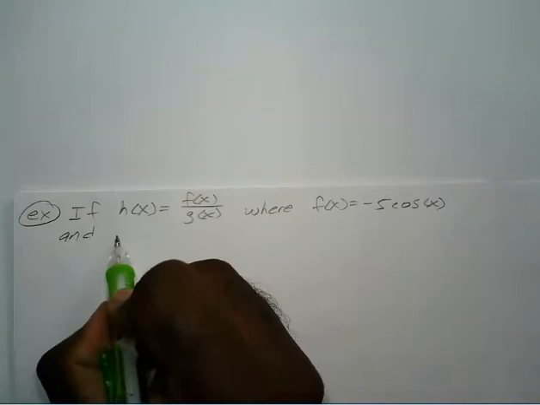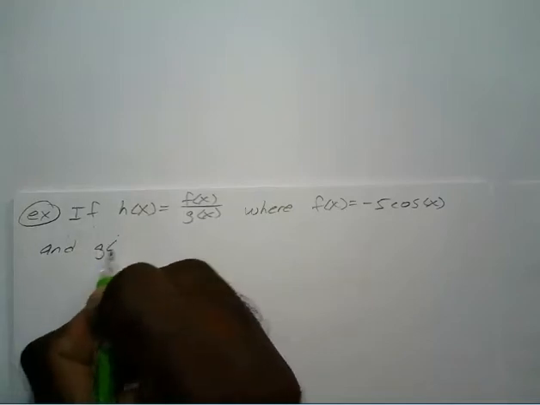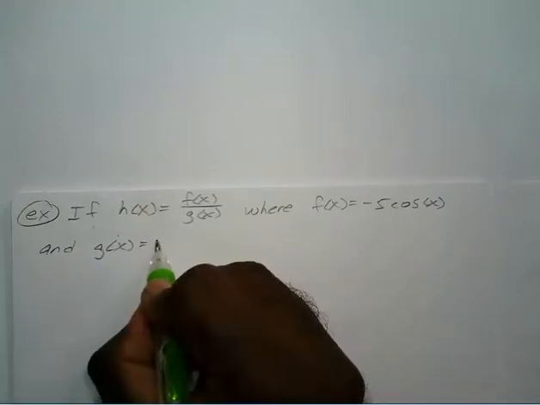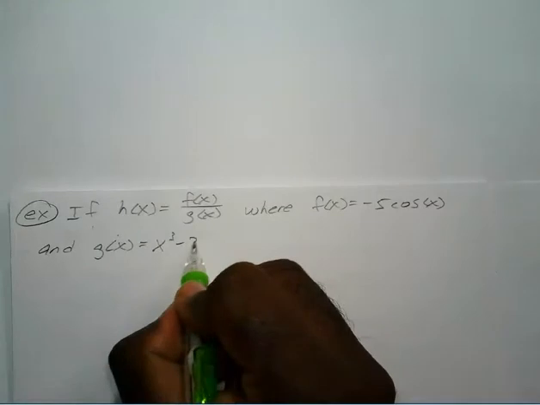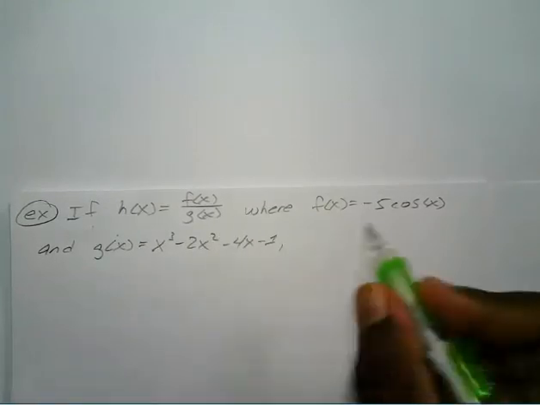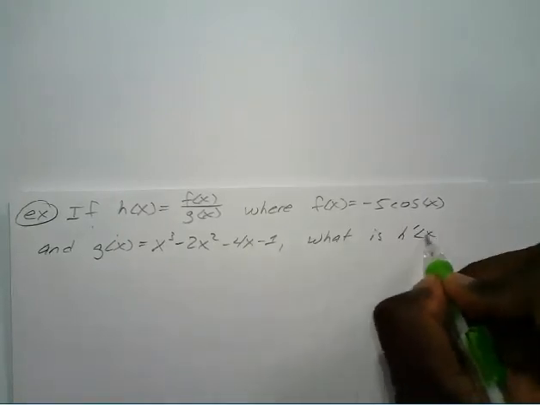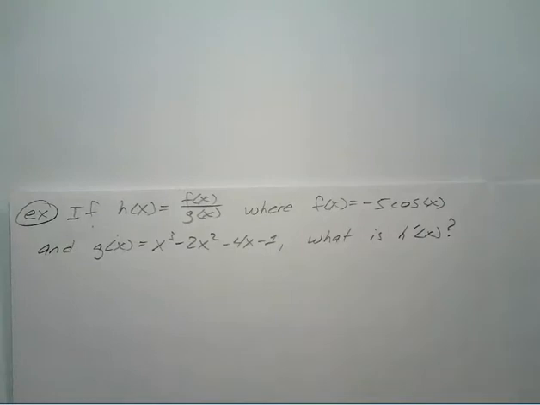And g of x, let me bring that down a little bit so it's not all running together, and g of x is equal to x to the third power minus 2x squared minus 4x minus 1. What is h prime of x? Okay, so basically all they're asking is, what's the derivative? It'll be worded different ways. It may look like this. It may actually say find the derivative, but it's really the same thing.